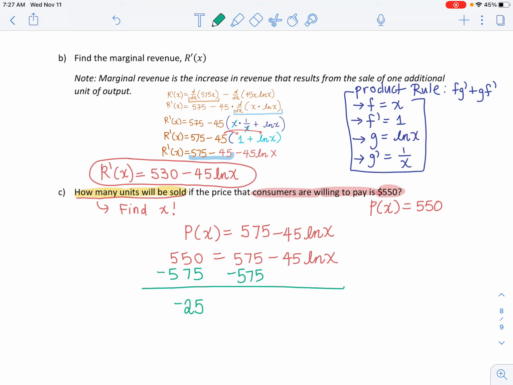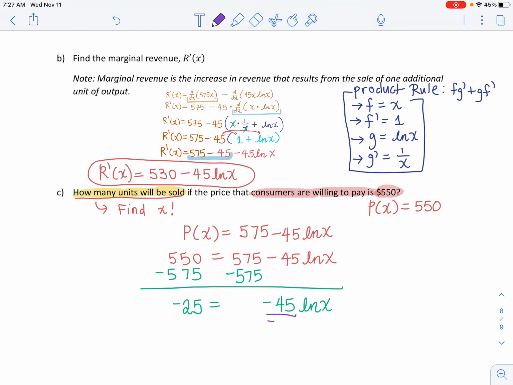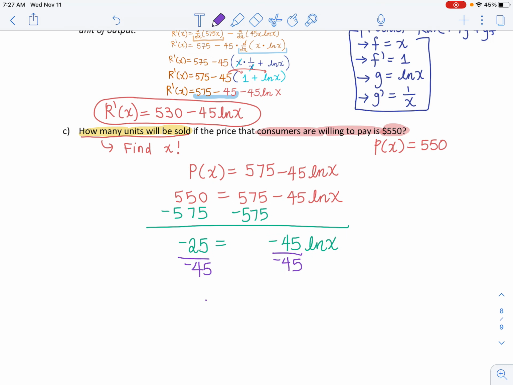Now, I'm going to go ahead and say that side is negative 25. And if I bring down negative 45 natural log of x, the next step is for me to divide both sides by negative 45. So if I simplify, that will be 5 over 9 equals natural log of x. Okay? Now, how do we solve this? I'm going to go ahead and rewrite this in exponential form.